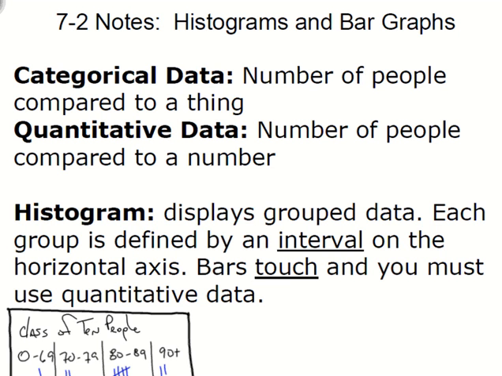Histograms and bar graphs are categorical data. Number of people compared to a thing. Quantitative data. Number of people compared to a number. With histograms, it's going to display groups of data.